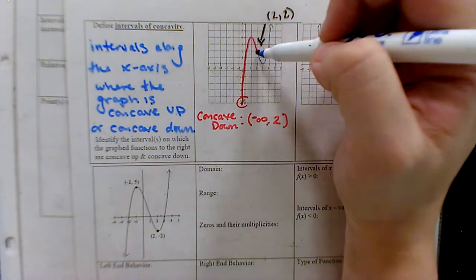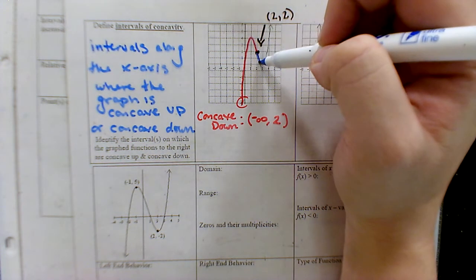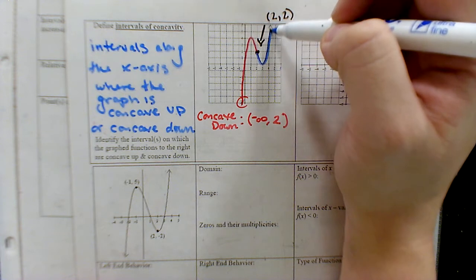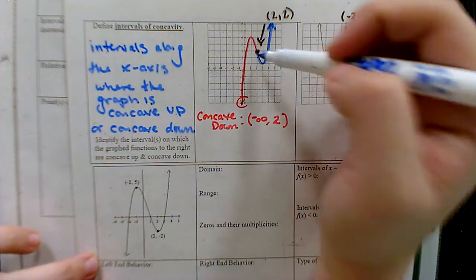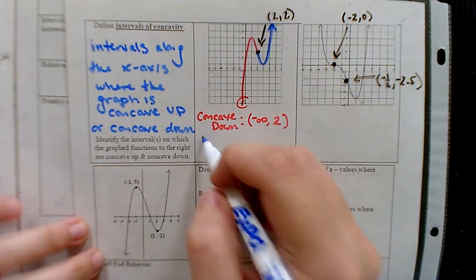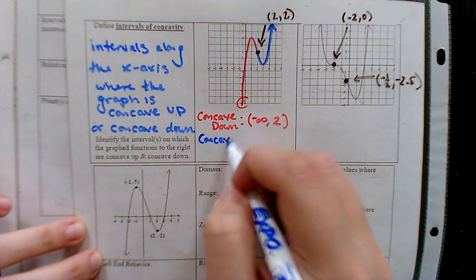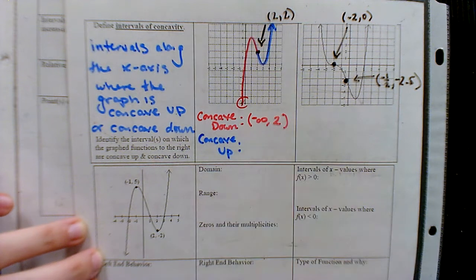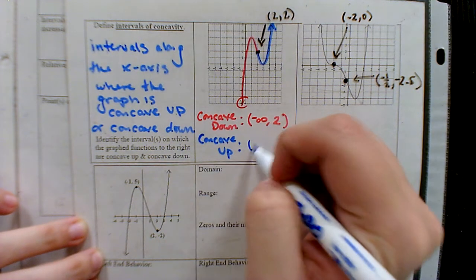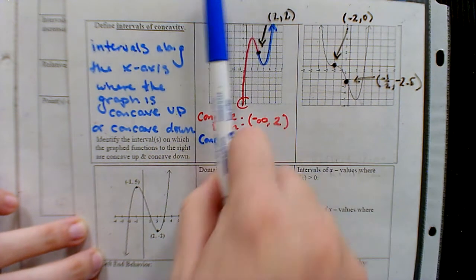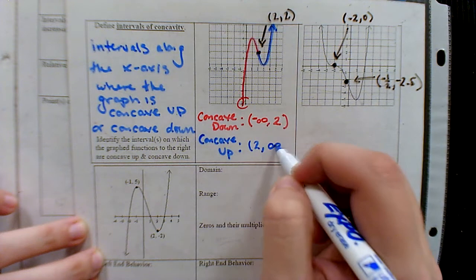Alright, if we were to continue to trace, this time we'll be on the other side of the point of inflection. And if we continue, we're eventually going to reach an arrow. Notice how that section looks like a regular parabola, so we'll describe that as concave up. And in terms of dragging your pencil, looks like the blue section starts at 2 and is going to go off towards infinity.